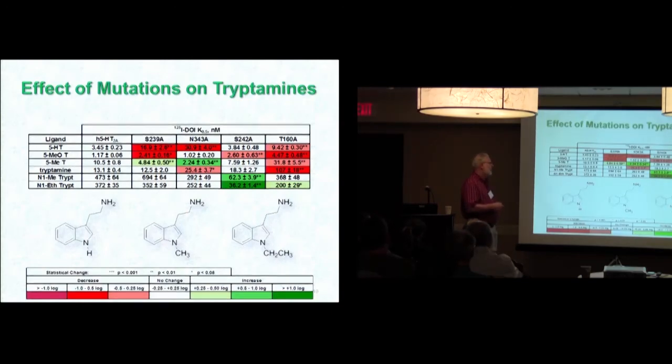We have an idea of what asparagine 373 does because we think it bridges across in hydrogen bonds either to the ligand or to serine 239. But exactly why we see this range of changes, we'll have to actually dock the molecules to see if that makes any sense.